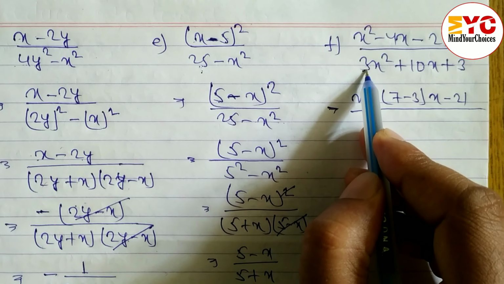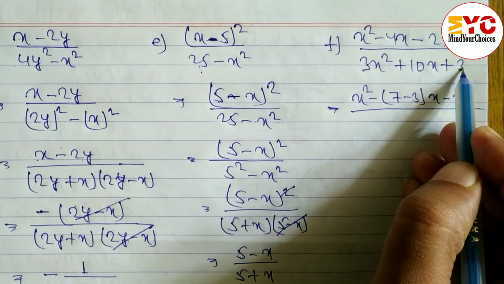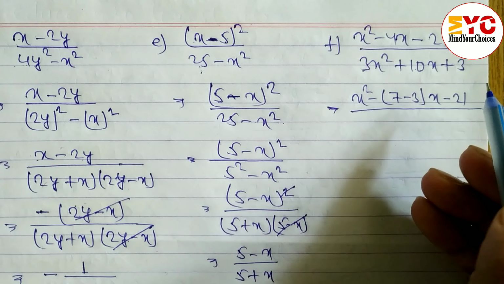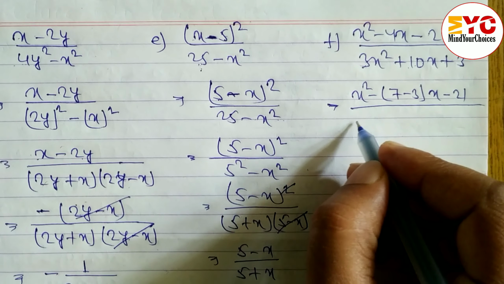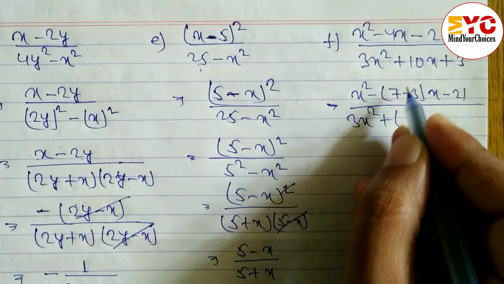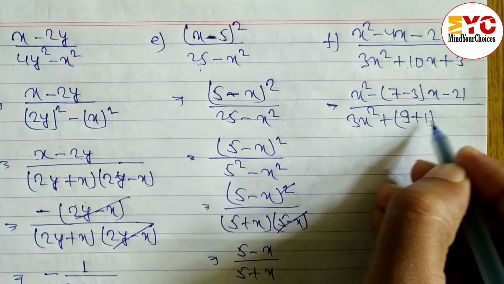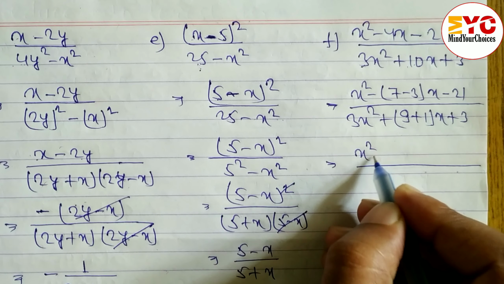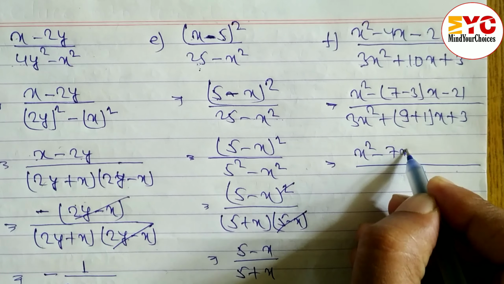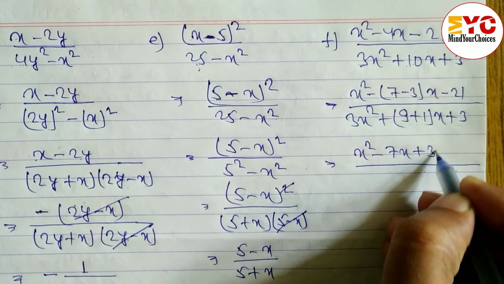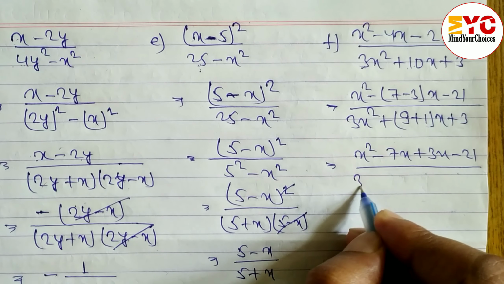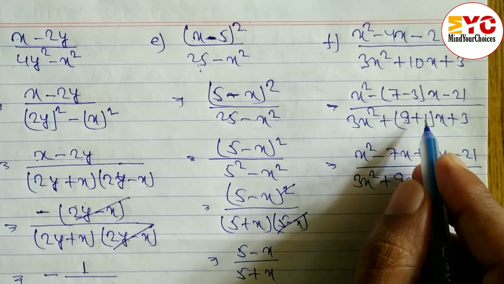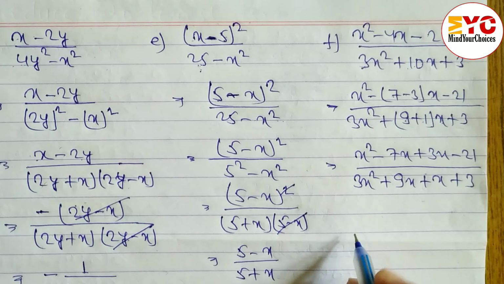Similarly here, first and last we have to multiply, 3 into 3, 9. While multiplying to get 9, while adding to get 10. So 9 into 1, 9, and 9 plus 1 is equal to 10. So we can write here 3x square plus, in the place of 10 we can write (9 plus 1)x, plus 3. Now x square minus 7 into x, 7x, minus minus plus 3x minus 21. Here 3x square plus 9 into x, 9x plus 1 into x, x plus 3.